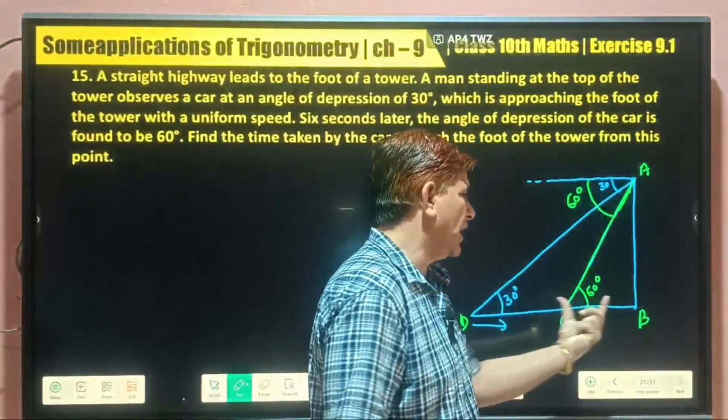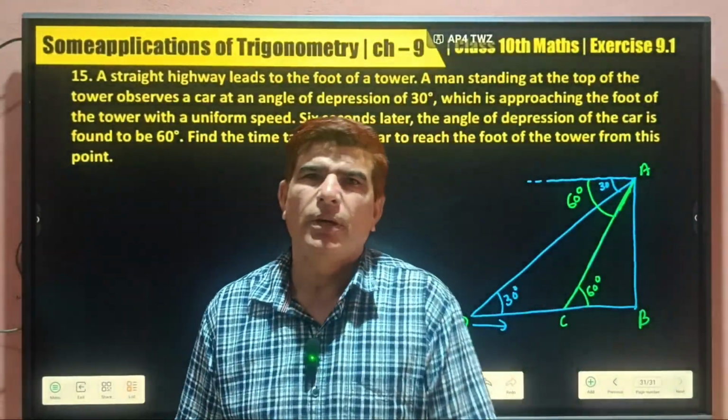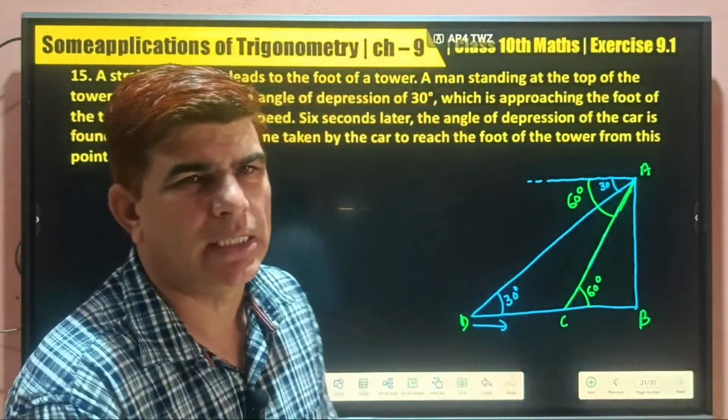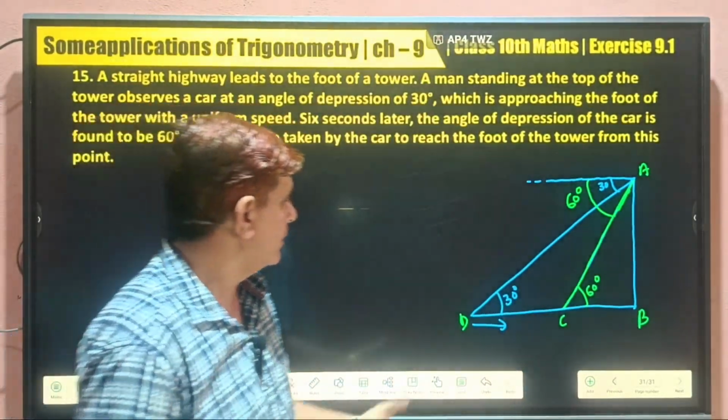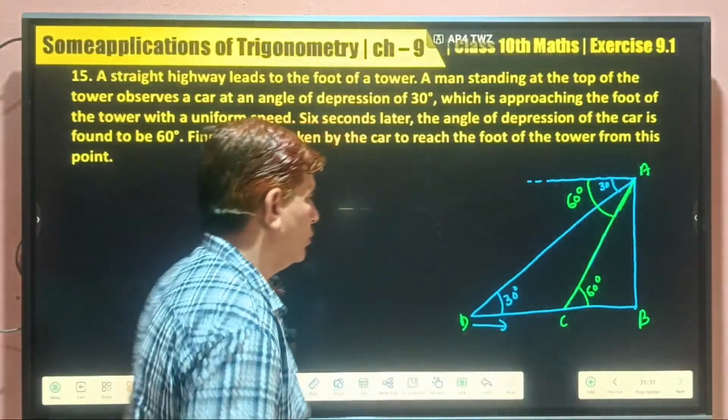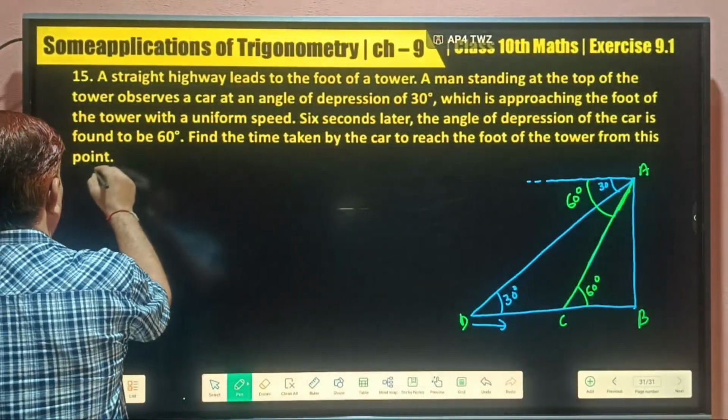We will find the relationship between DC and BC. If we are able to find the relationship between DC and BC, then we can easily find how much time is taken. So try to look at the solution.